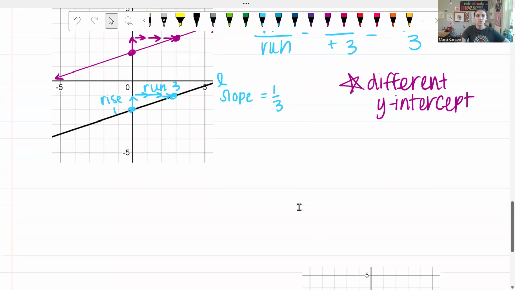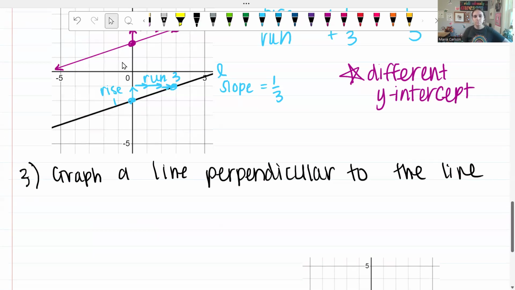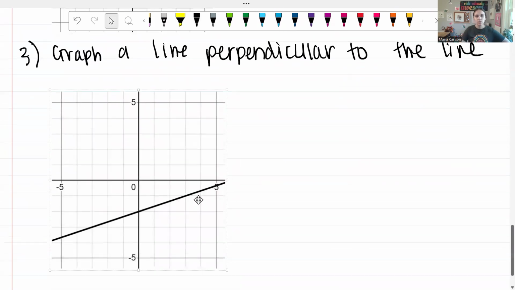Now let's graph a perpendicular line. Graph a line perpendicular to the given line. All right. So here's the same graph. So this is still the same slope. We don't have to recalculate it. So this will be line L, and it has a slope of 1/3.